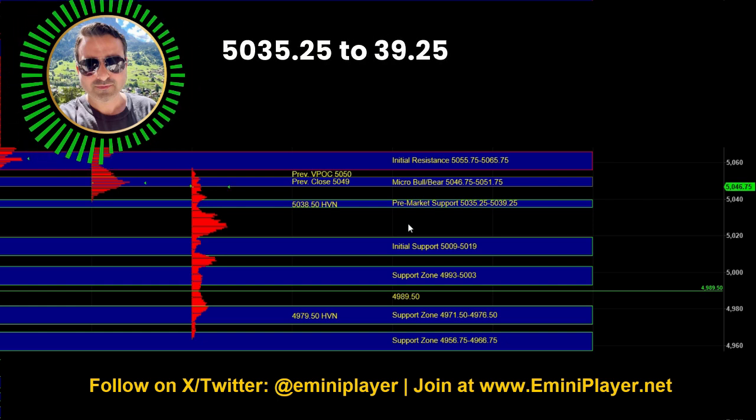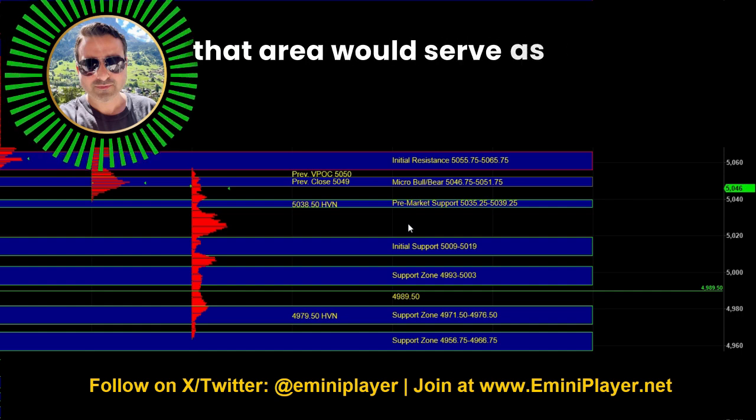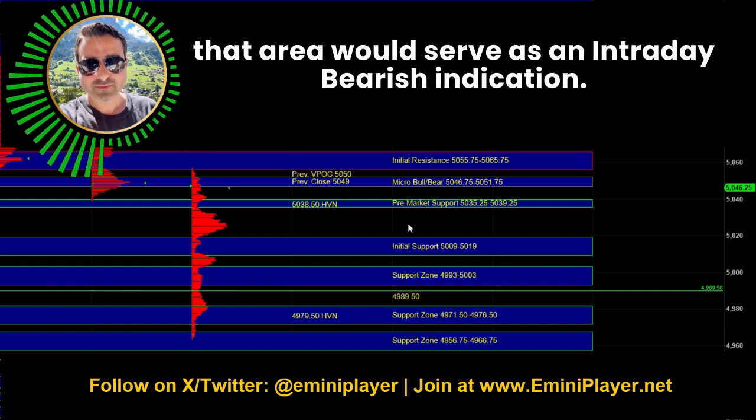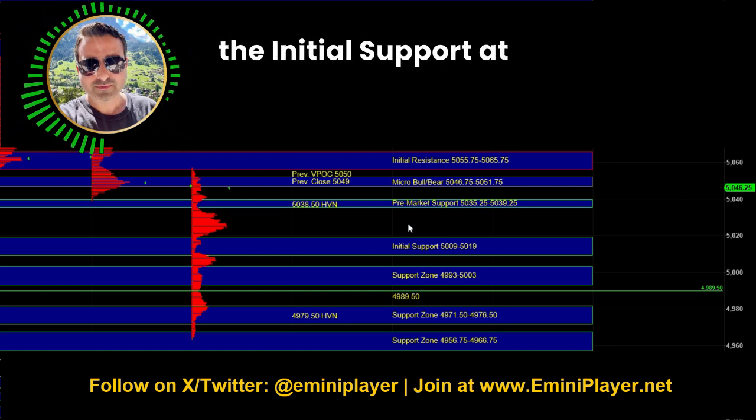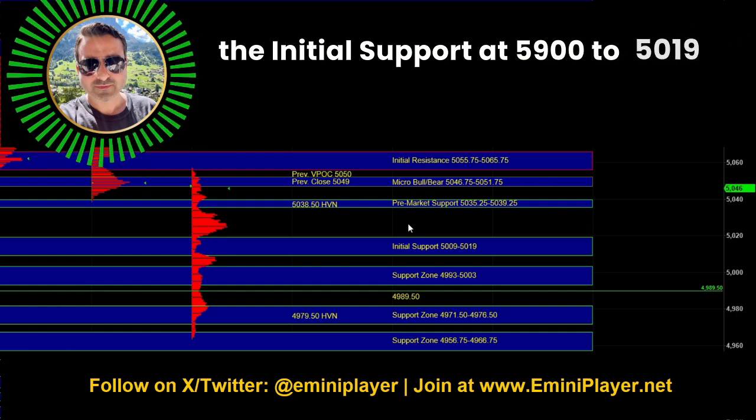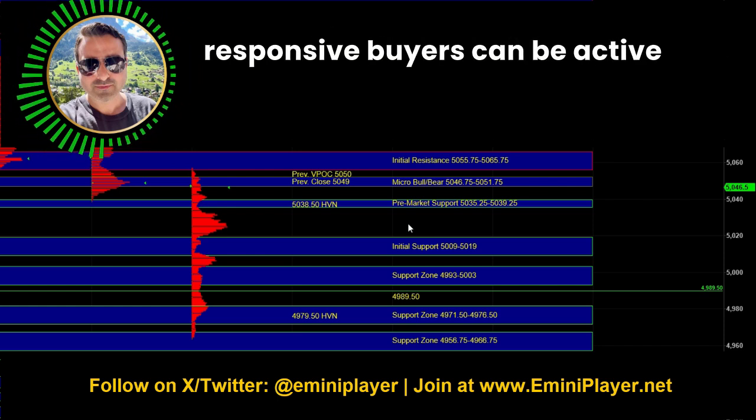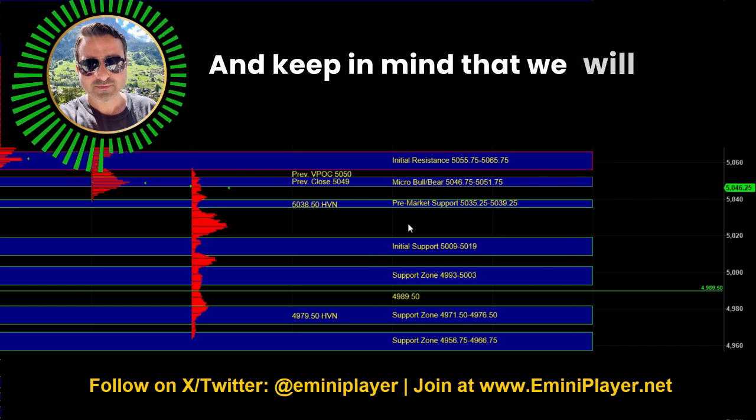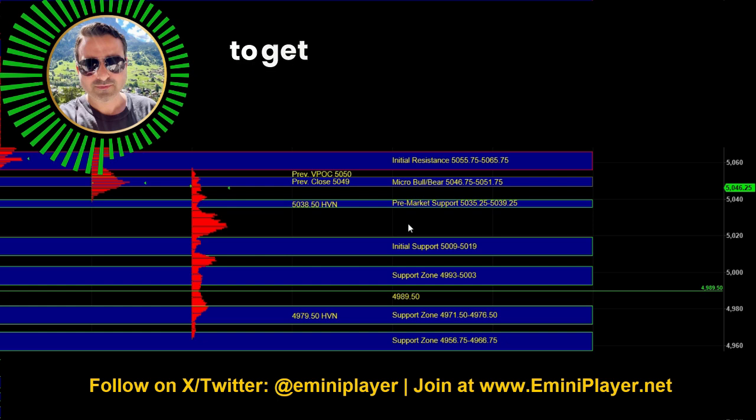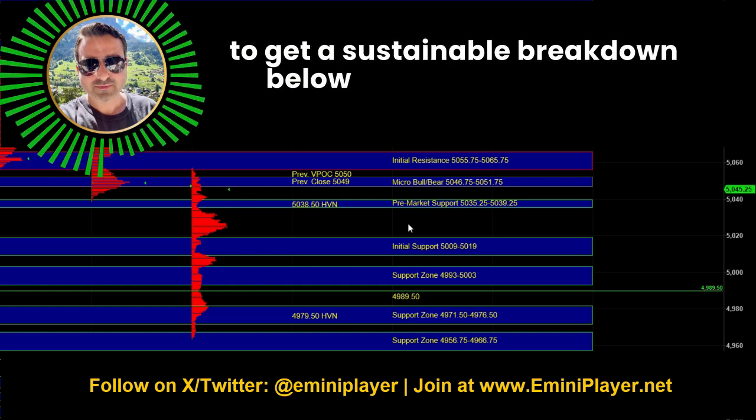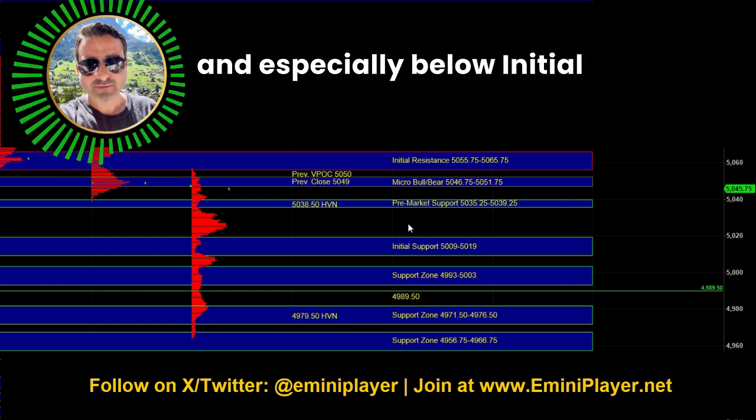5,035.25 to 39.25, and a break and hold below that area would serve as an intraday bearish indication, and from there ES can head lower into the initial support at 5,009 to 5,019, where responsive buyers can be active on first test. And keep in mind that we will need to see signs of initiative selling in order to get a sustainable breakdown below pre-market support, and especially below initial support.